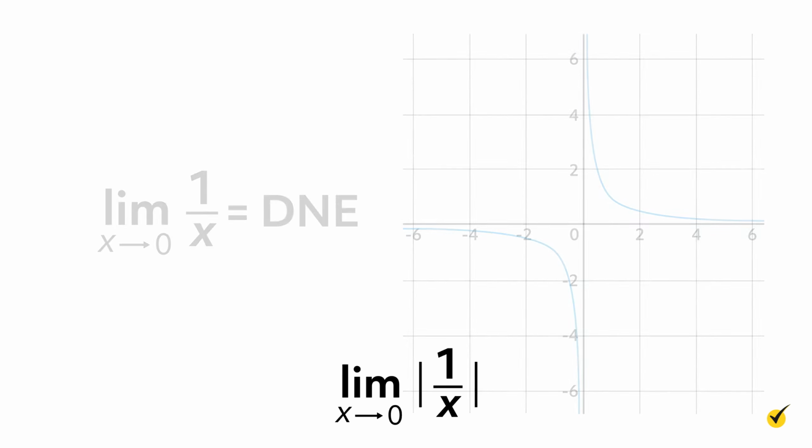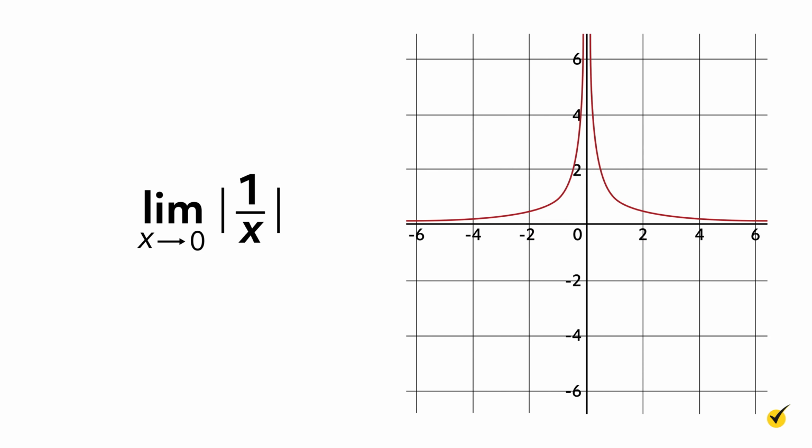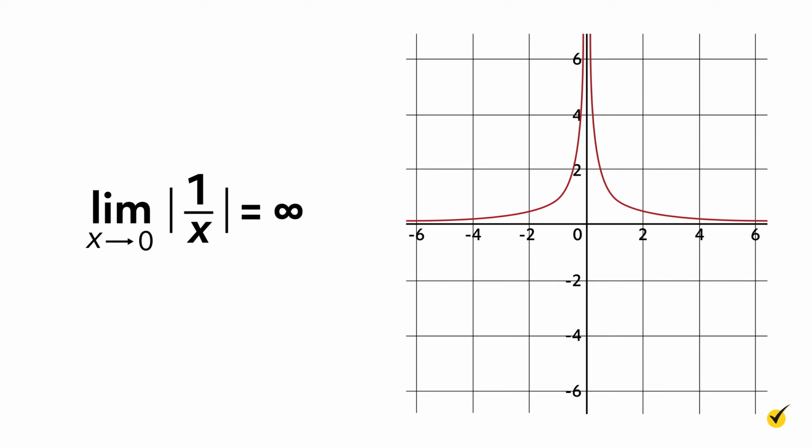We can, however, take the limit as x approaches 0 of the absolute value of 1 over x, because both sides will then behave similarly. For this limit, see how both sides shoot almost straight upward near x equals 0. Whenever there is a vertical asymptote like this one, we say that the limit tends towards infinity, or negative infinity when the function dives downward.